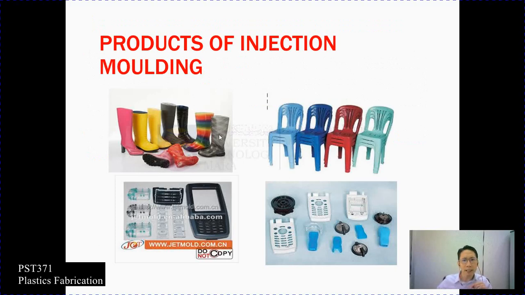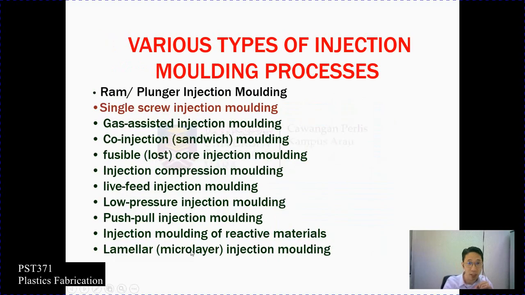This is some of the common parts. I think by now you're very familiar with the products made using injection molding. This includes thermoset materials, combinations and even composite materials themselves. And then we have huge household equipment components, and then we have electronic device casings, etc.